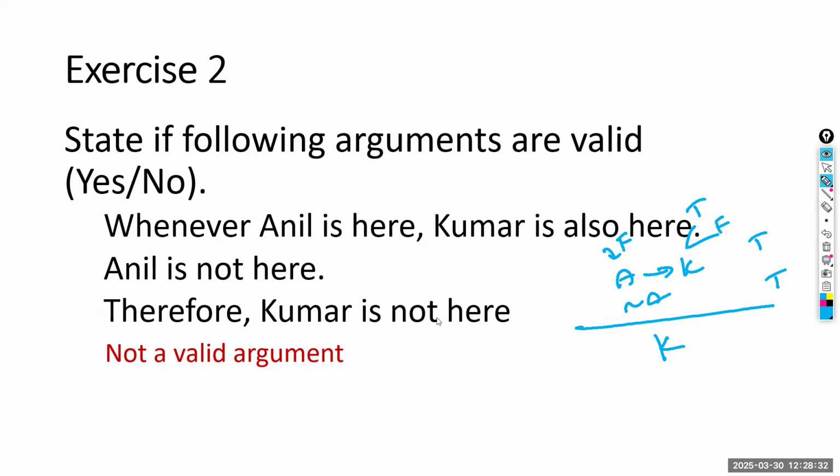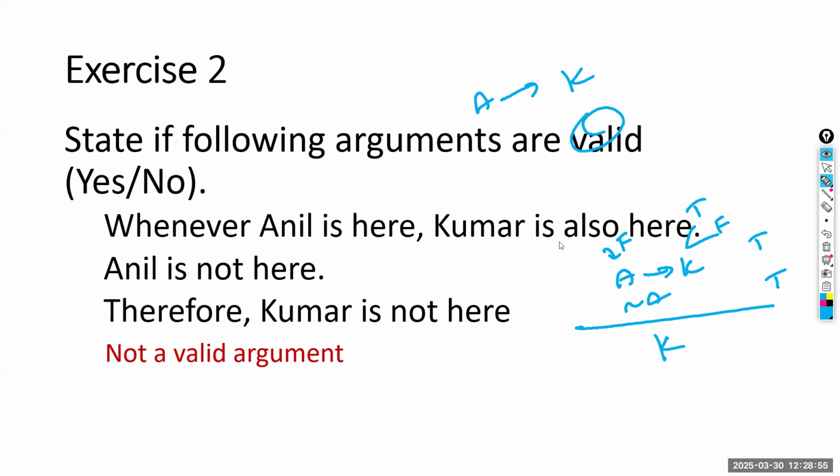But this guy says Kumar is not there. Of course, Kumar can be here. Kumar may not be here. So therefore, this can be or may not be, so this is not an argument. This is not a valid argument. Because remember, when we say whenever Anil is there, Kumar is there, it doesn't mean that the only reason for Kumar to exist is Anil exists. Kumar can independently come also.